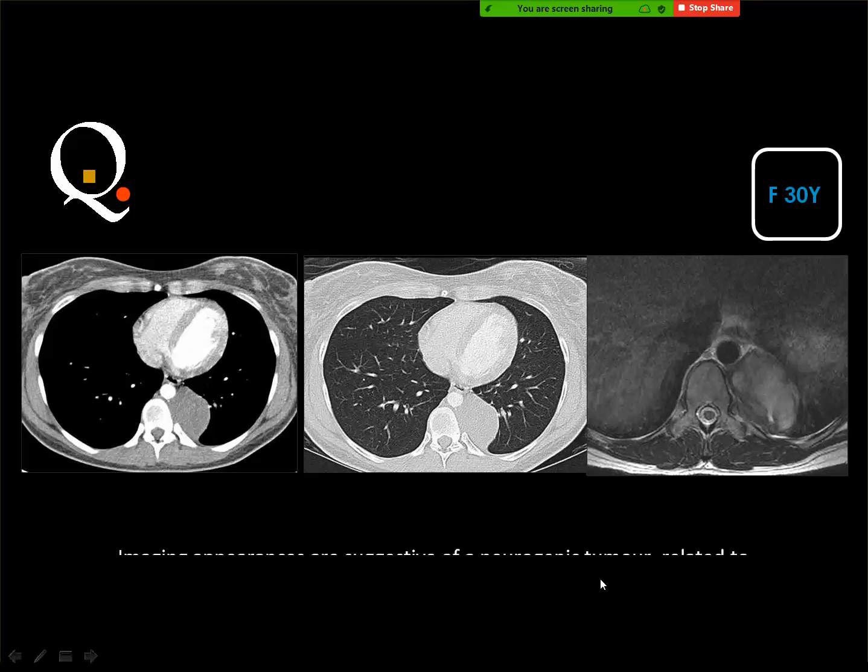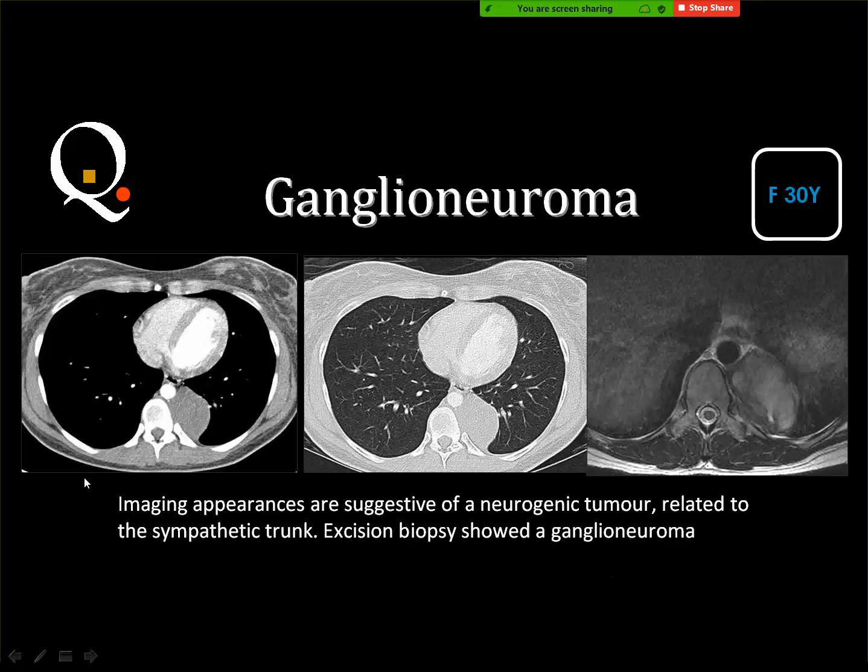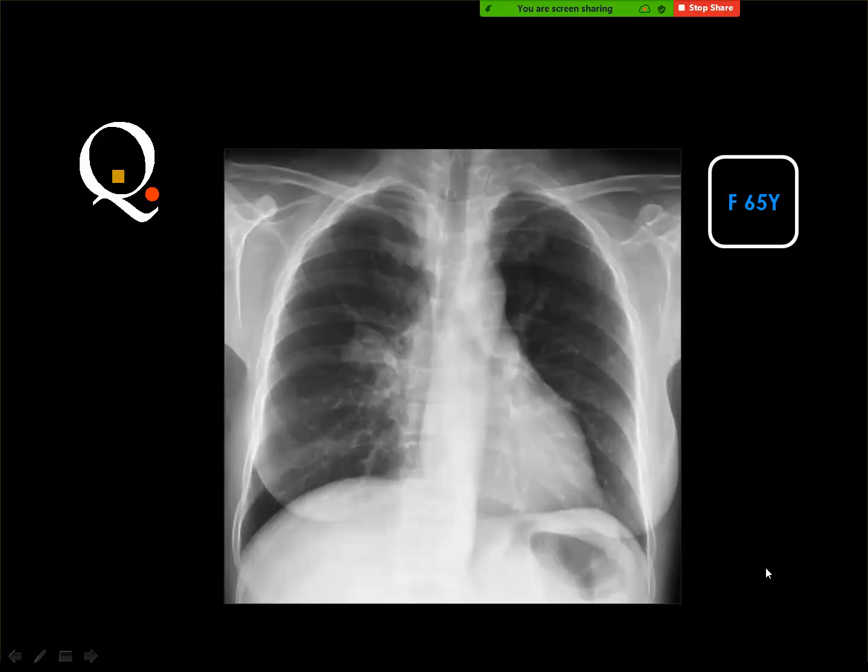Neurogenic mass, yes, very good. And this is a neurogenic tumor, a posterior mediastinal tumor. It has a smooth margin, and you see the clear, sharp margin, meaning that this is a benign lesion, not a bronchogenic carcinoma, for example. And this is the appearance of the tumor in the MRI. Very good.